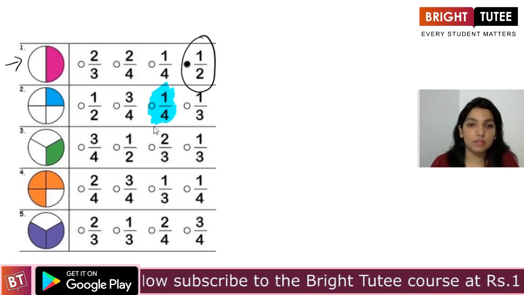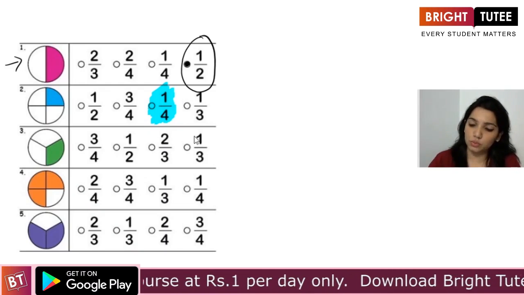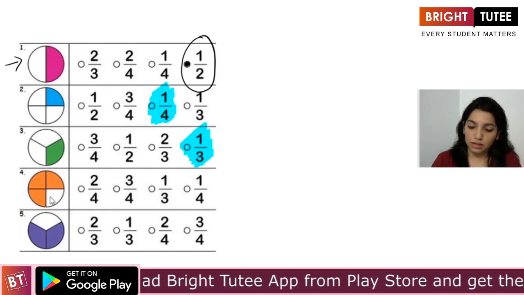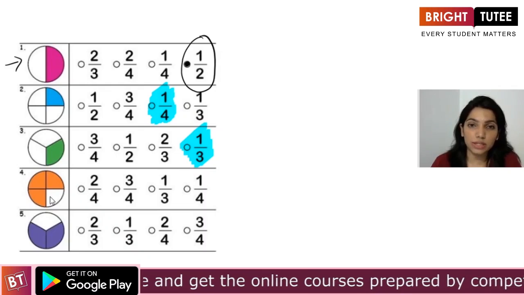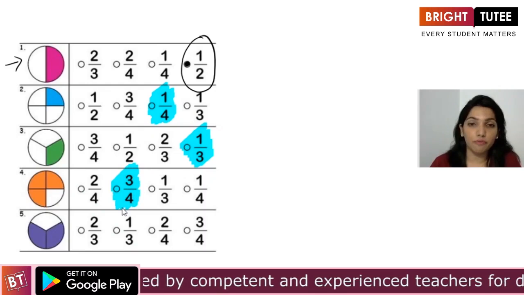We have a total of 3 parts, and out of them, how many do you see colored? Just 1. So 1 over 3 is the correct answer. The fourth one, how many parts? 4. How many are shaded? 3. So the correct answer is 3 over 4.